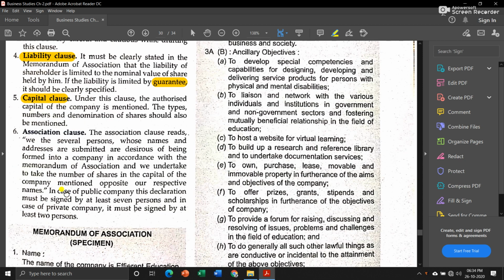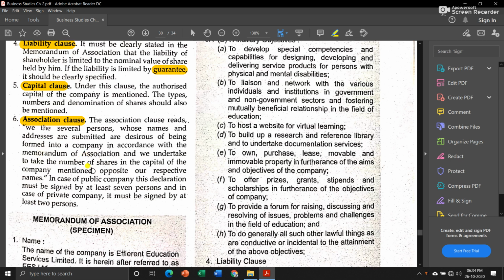Then next is association clause. The association clause reads, we the several persons whose names and addresses are submitted are desirous of being formed into a company in accordance with the memorandum of association, and we undertake to take the number of shares in the capital of the company mentioned opposite our respective names. Means this whole thing will be mentioned under association clause, and under that all the shareholders will sign individually.